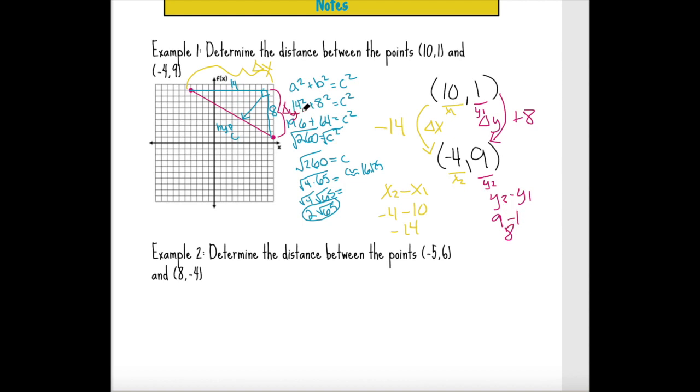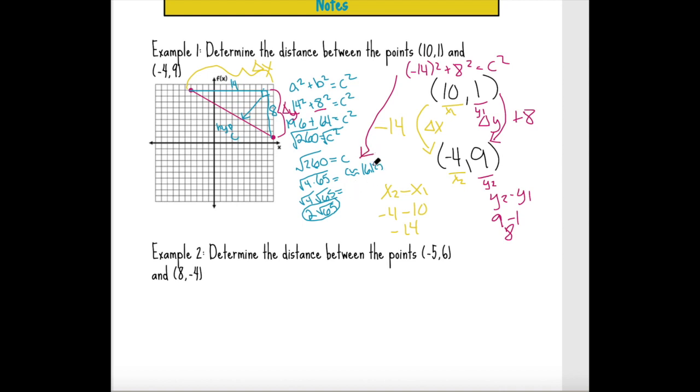Notice that I have 14 and 8 in our original Pythagorean theorem we set up. Here we have -14 and 8 because we did take into consideration the direction. The negative isn't going to matter when I square it because a negative times a negative will become a positive. So using this, we would be able to say -14 squared plus 8 squared equals c squared. And when we solve, we'd get the same answer that we got previously.